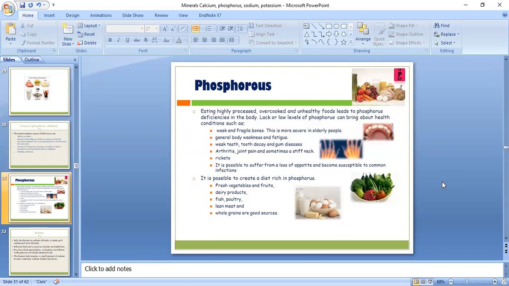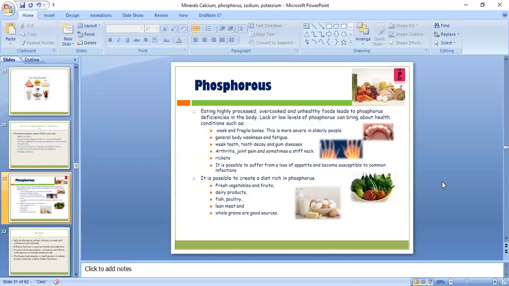Eating highly processed, overcooked, and unhealthy food leads to phosphorus deficiency in the body. Lack of or low levels of phosphorus can bring about health conditions such as weak and fragile bones. This is more severe in elderly people. General body weakness and fatigue, weak teeth, tooth decay, and gum disease, arthritis, joint pain, and sometimes a stiff neck, rickets. It is possible to suffer from a loss of appetite and become susceptible to infections.